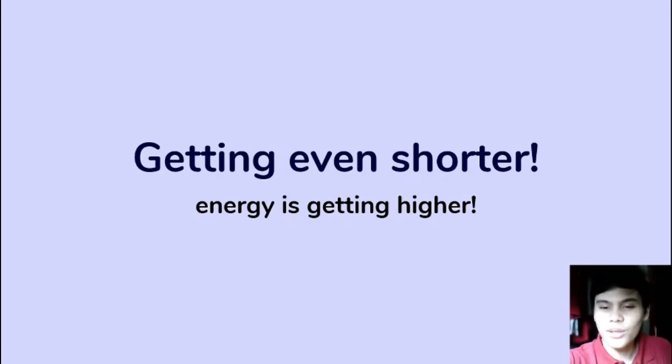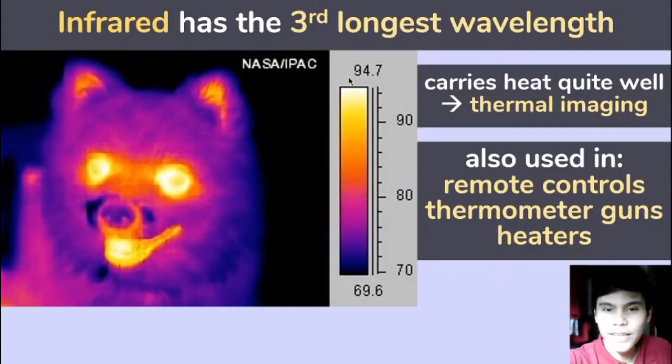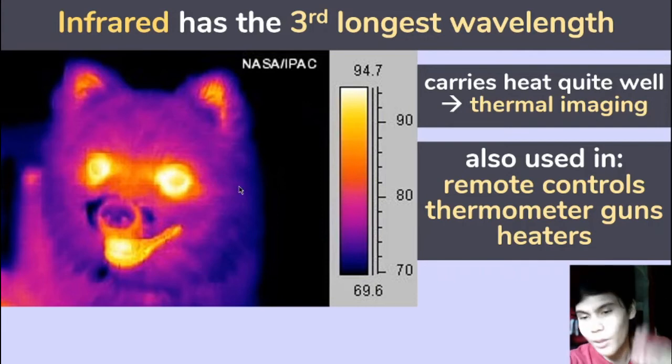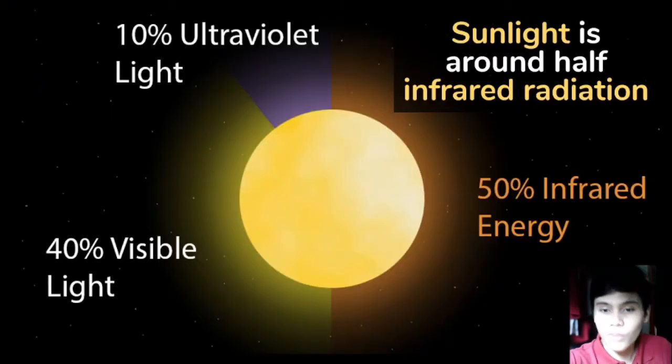Getting even shorter with higher energy, we have infrared. Infrared has the third longest wavelength. It carries heat very well, which allows us to use thermal imaging. It's used in remote controls, thermal imaging, and thermometer guns, the things you use to take the temperature of your head. Heaters in colder countries also use infrared radiation. Another natural source of infrared radiation is, of course, the sun. More than half of its energy is actually in the form of infrared radiation.